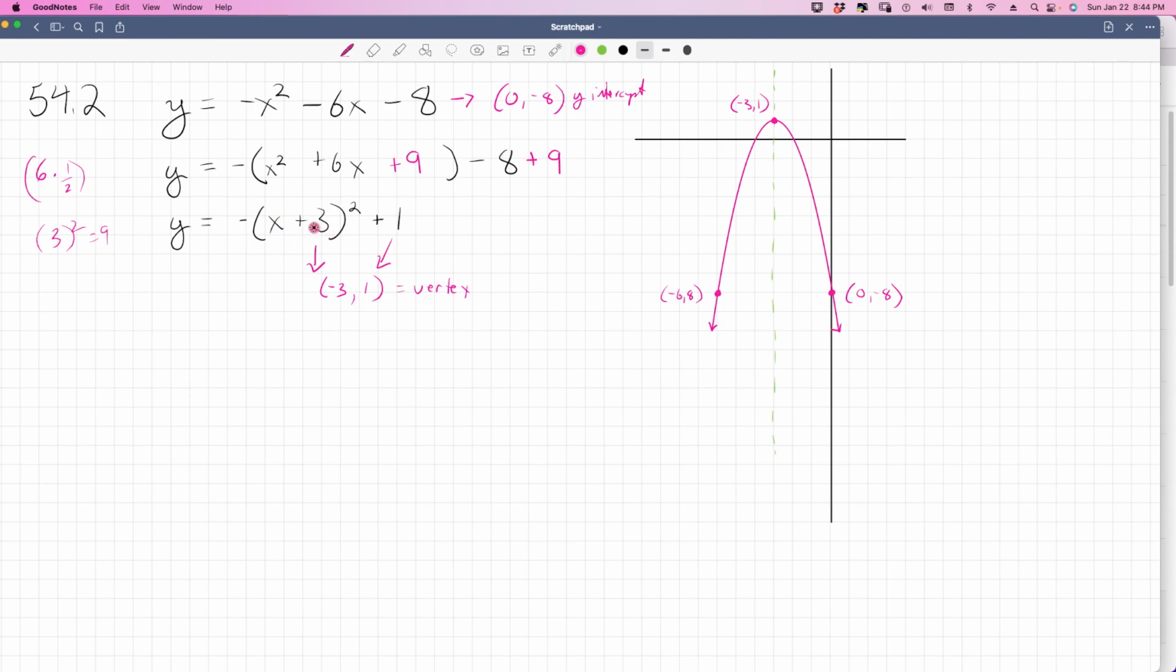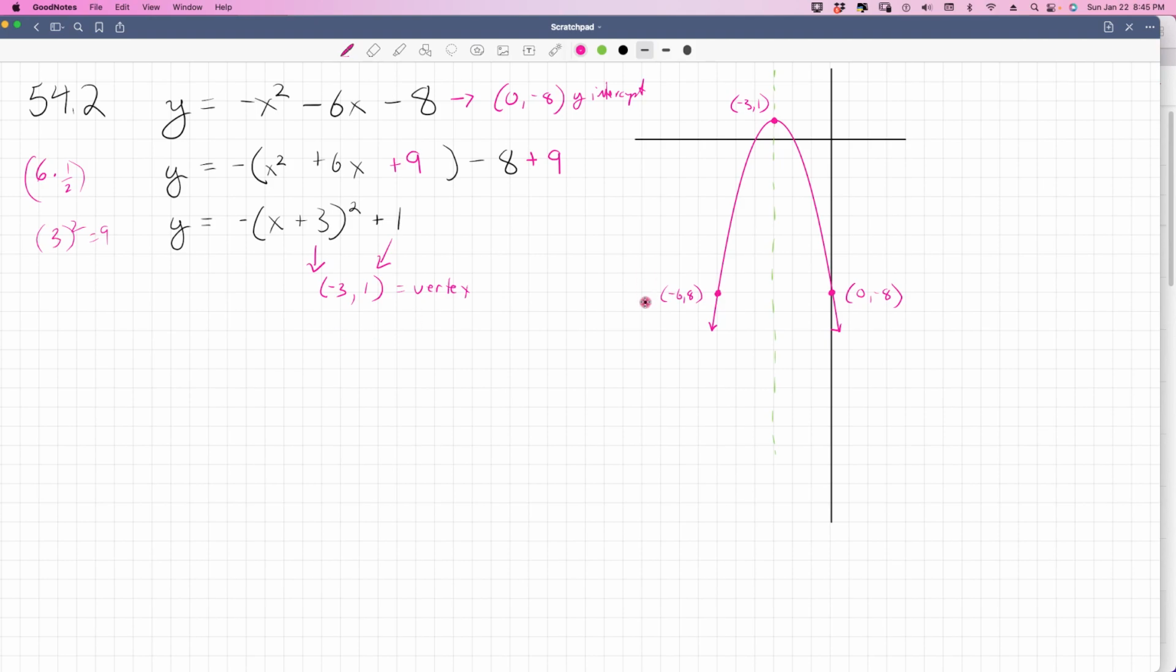Now, we do not take the negative of this. We do not take this and multiply it times the factor. We take it just like we normally do. We take the opposite of what is inside the squared factor. This does not apply. This remains (-3, 1).